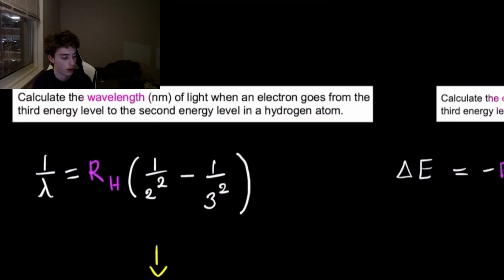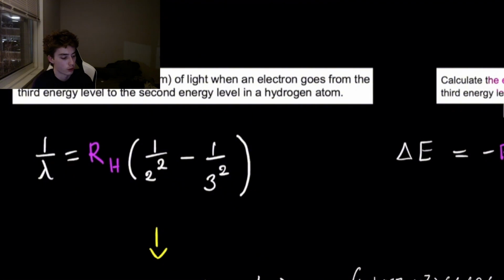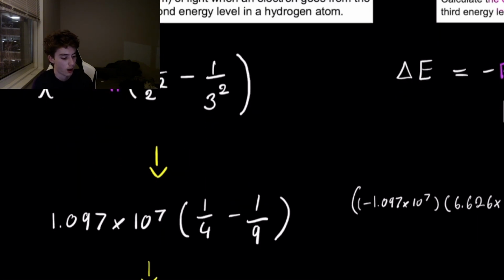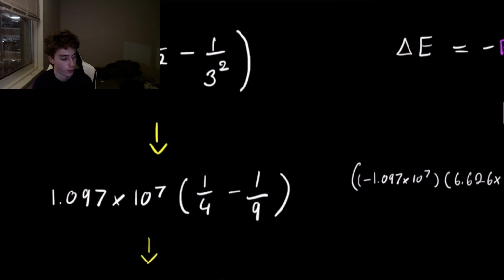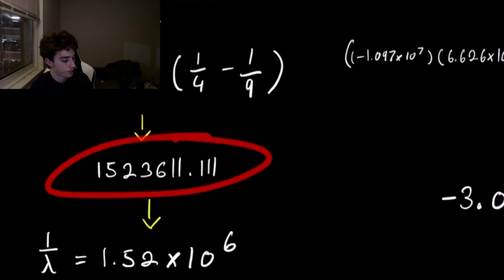Okay, so automatically we're talking about wavelength, so I know I want to use this equation right here. Use Rydberg's constant, which is 1.097 times 10 to the 7th. I already did some of the math here, but you can see it's just 1 over 2 squared, 1 over 3 squared, subtract them. You should get this number right here.